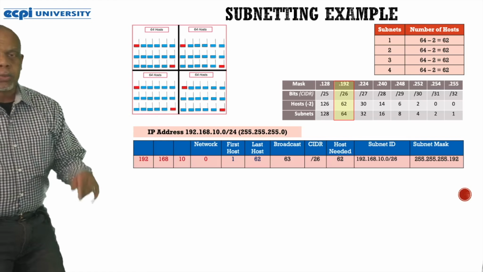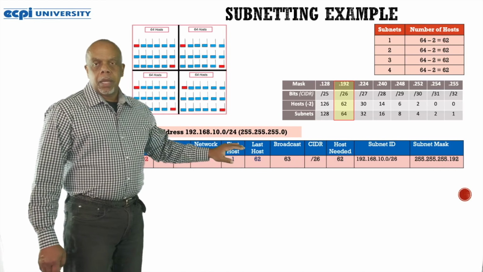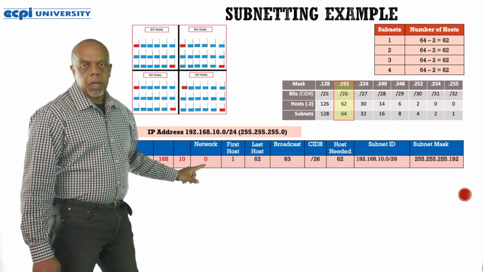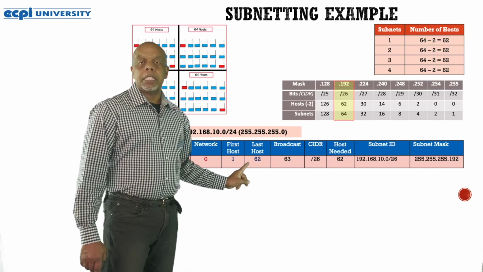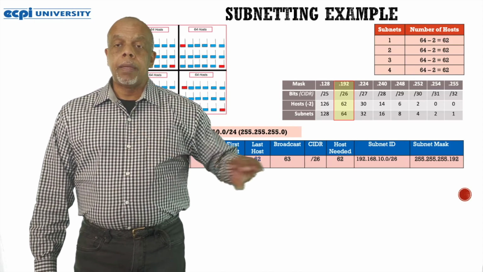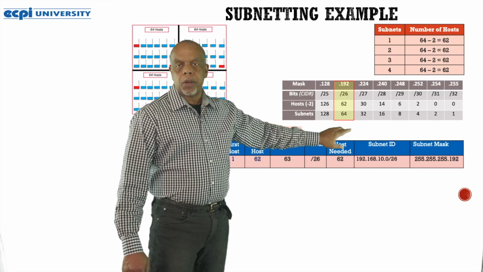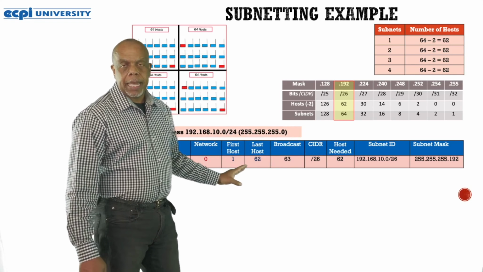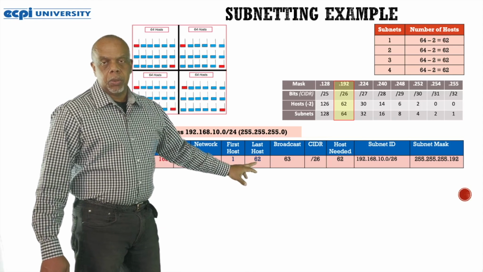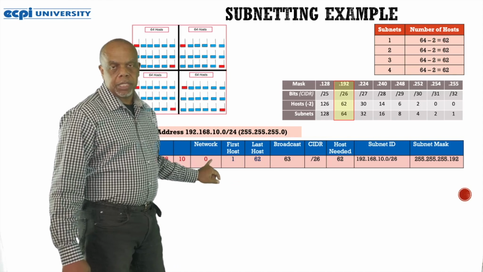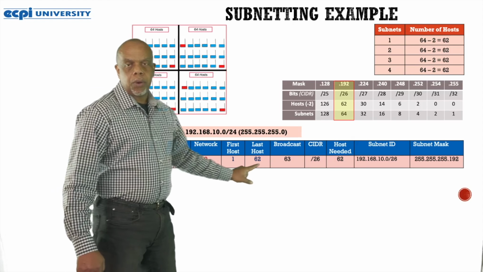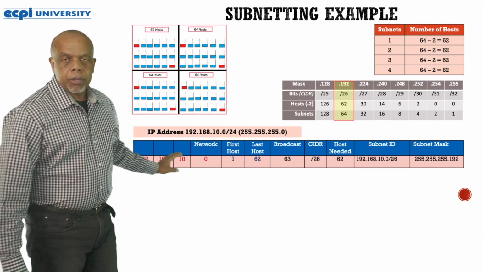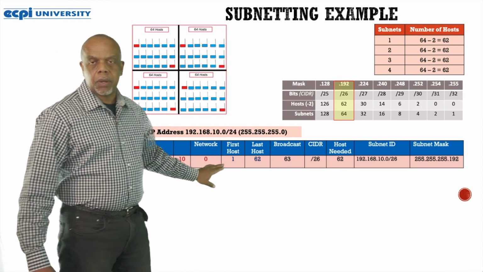So doing the same math as before, if I look at my first subnet, the ID tells me where it's going to start, which is 0, 192.168.10.0. The first host is going to be 1. Now I'm incrementing by 64 this time, okay? That's what my mask tells me. The last host that I can assign is going to be 62. The broadcast is going to be 63. So from 0 to 63, that is 64 IP addresses. However, only 1 to 62 can be assigned. So that's my first subnet. First subnet goes from 0 to 63.